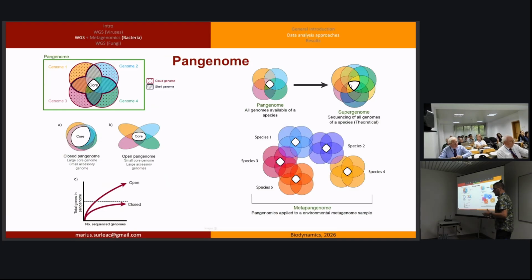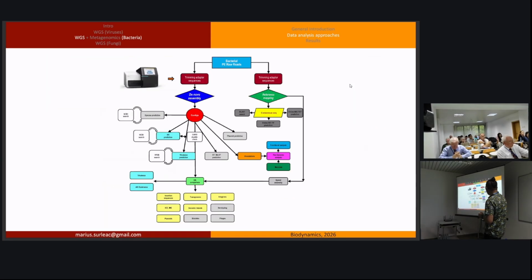We also look, if we have lots of genomes, at the pangenome. So we study the genes from all the genomes that we analyze from a specific species. And we are mostly interested in the accessory genes that shape the plasticity of the species.